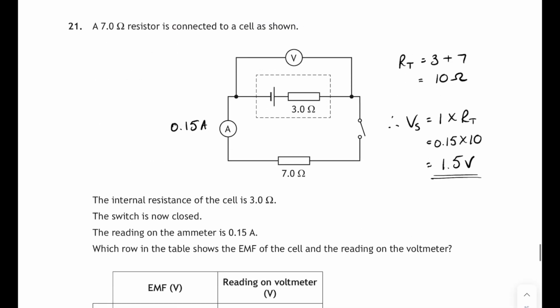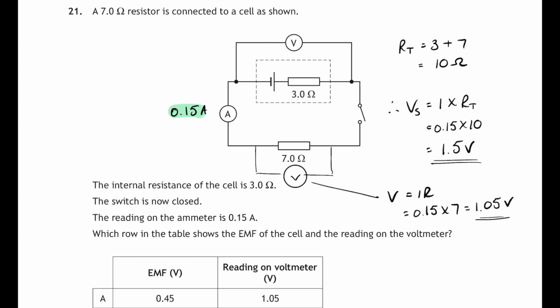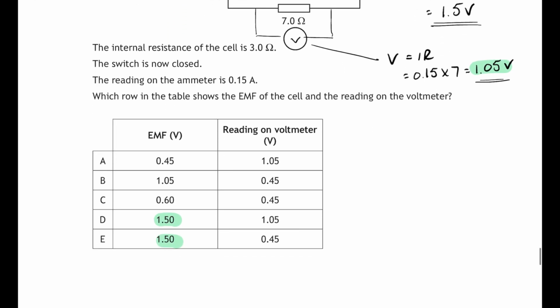Now, the reading on the voltmeter is across the external circuit, so that's equivalent to having a voltmeter across the 7 ohm resistor at the bottom here. So again, if we use Ohm's law, V equals I times R, we know what the current is at 0.15, but this time we'll just multiply by the external resistance. That gives us an answer of 1.05 volts, and that is the reading on the voltmeter, which is across the terminals of the battery, the TPD. That corresponds to answer D, 21D. Question 22 then.